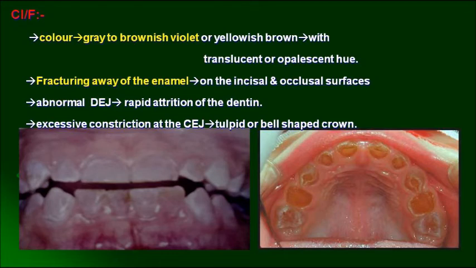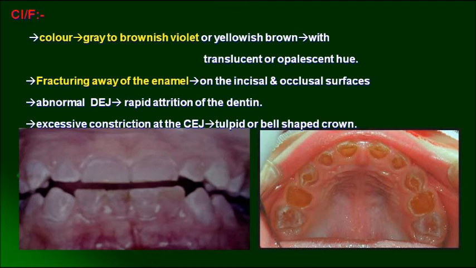And there is also abnormal or rapid attrition of dentine and abnormal dentino-enamel junction. There is excessive constriction of the cemento-enamel junction, and a tulip or bell-shaped crown can be seen. So all this belongs to which type of clinical condition? It belongs to dentinogenesis imperfecta. They can give you all the features in the question, and they can ask you what it belongs to. So that is one type of question they can ask.